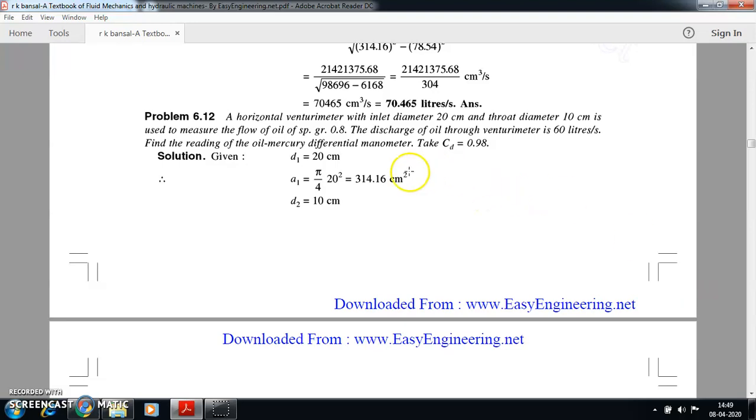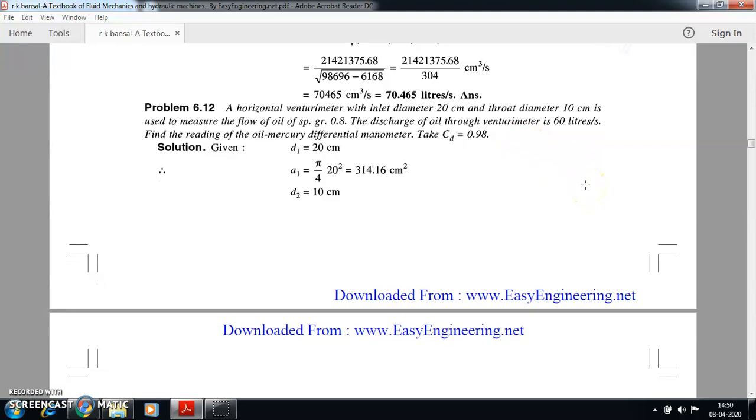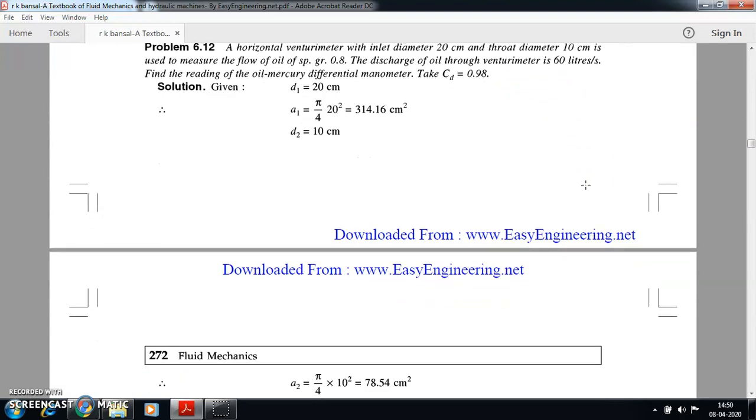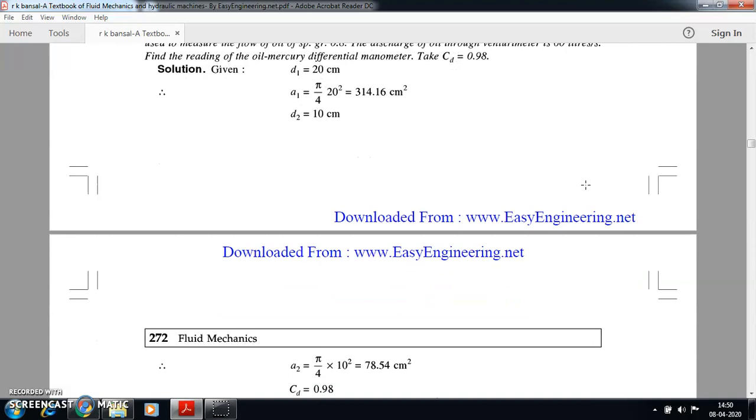Oil-mercury differential manometer. So mercury is heavier, and it is horizontal, so definitely it is case 1. The discharge of the oil through the venturimeter, so Q value is given to you in liters per second. You have to find out the reading. See, the reading of the manometer is not small h, it is small x. So you need to find small h from the Q equation, then take the appropriate case, that is case 1, and get the value of x, that's it.